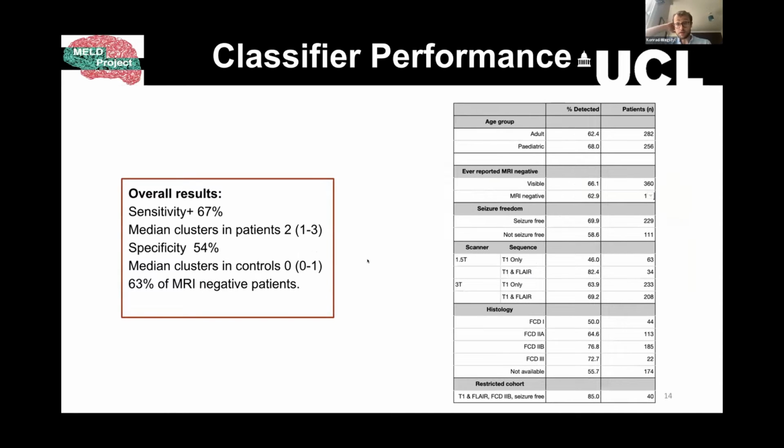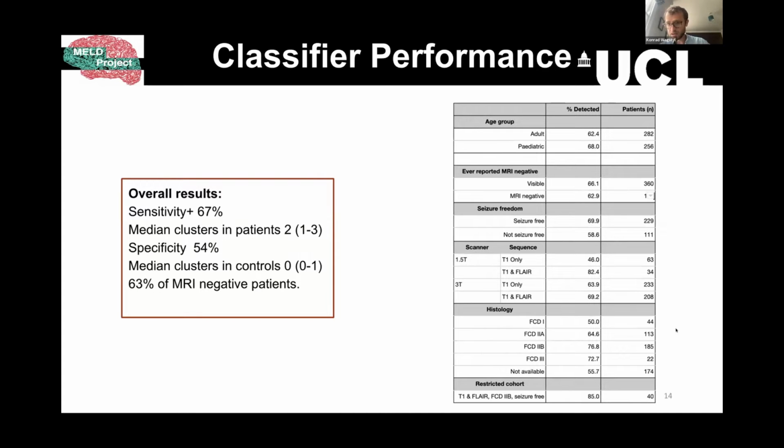Because many of you may be planning to use this, I just wanted to go a little bit more into some of the breakdowns of factors that influence detection rates, because they may be relevant depending on your center. So across adults and pediatric sites, there was a pretty equal performance. It did slightly worse in the MRI negatives than the visible ones, unsurprisingly, but still picking up 63%. One interesting thing was that it was doing worse in those that went on to become not seizure-free. And so our guess here is that maybe the lesion masks weren't necessarily in the right place on these individuals.